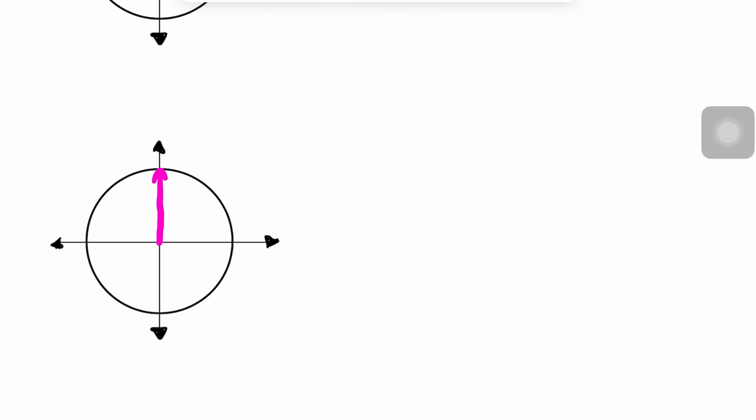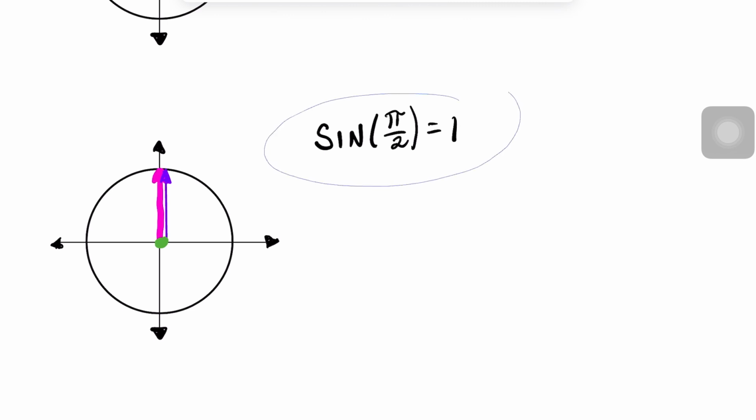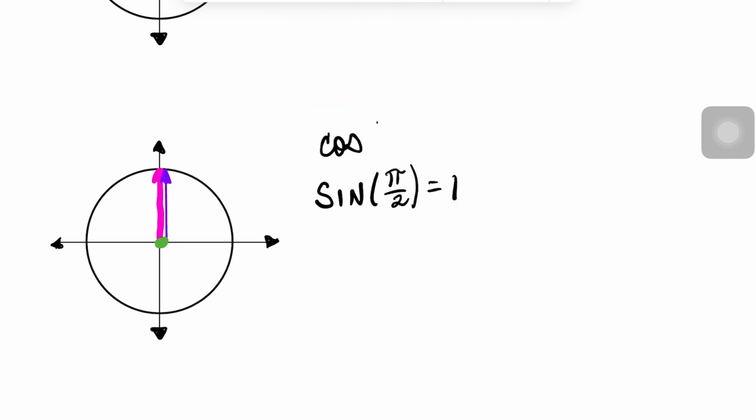Now let's look at when the radius lies along the positive y-axis. In terms of radians around our unit circle, that's pi over 2. Sine of pi over 2 equals 1, and cosine of pi over 2 equals 0. As you can see in the vector, there is no magnitude to the cosine component or the x-axis component. It all lies along the y-axis.